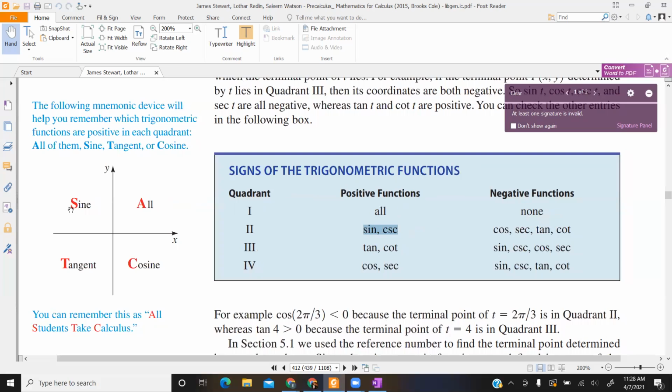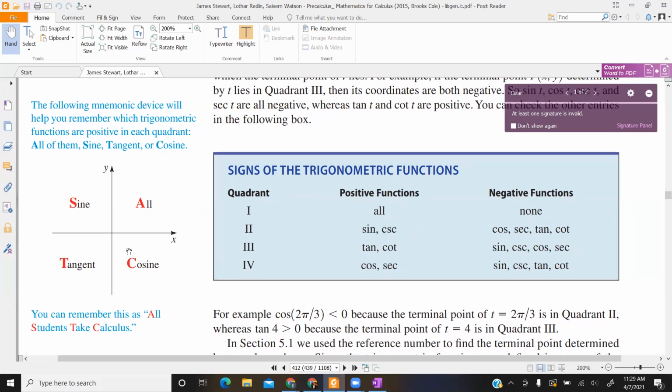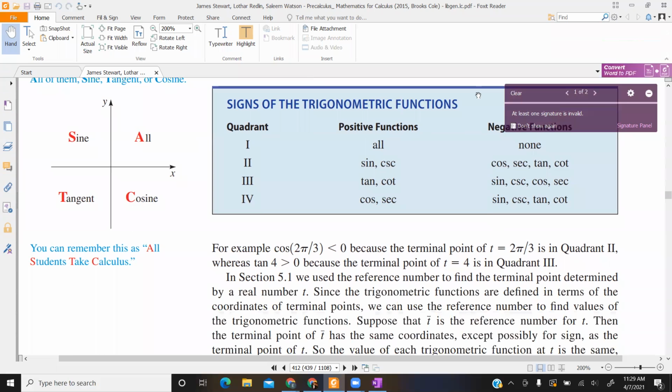The rest are negative. If your t-value is such that you travel along the circle and end up in the third quadrant, tangent and its reciprocal, cotangent, are positive, but the rest are negative. And lastly, if you travel all the way around the circle and land in the fourth quadrant, the only trig functions that are positive are cosine and secant, its reciprocal, and the rest are negative.